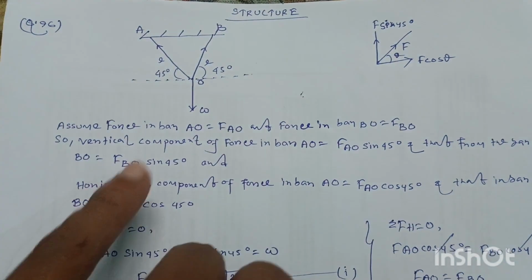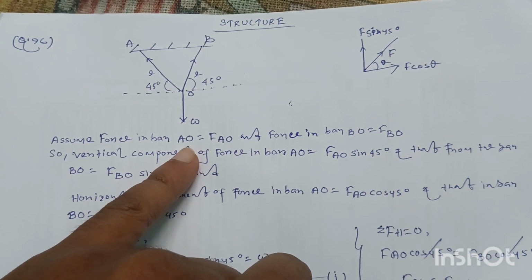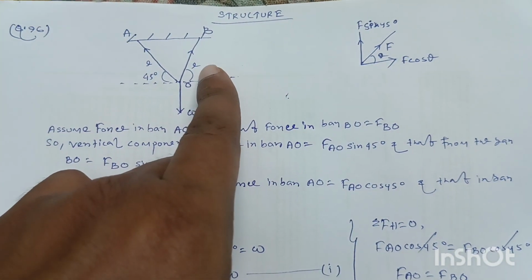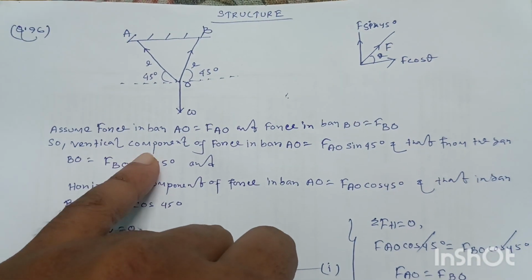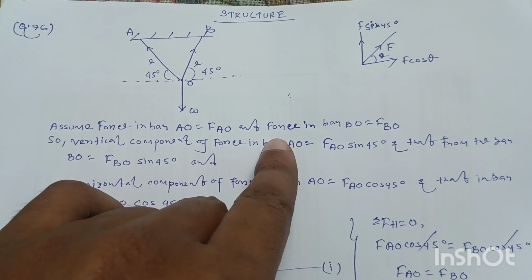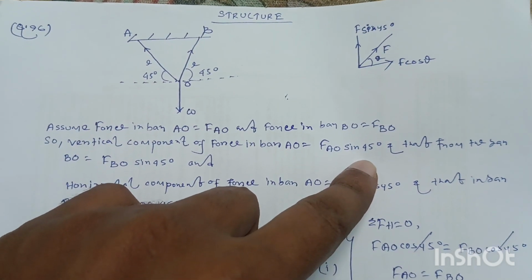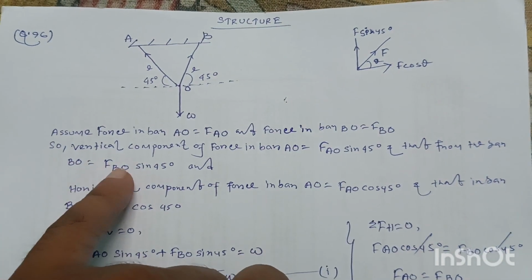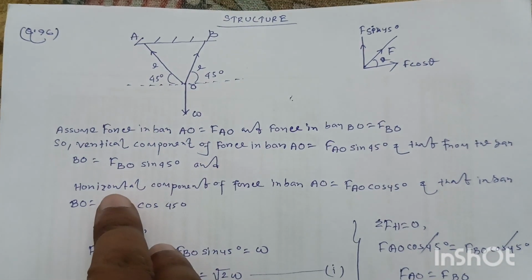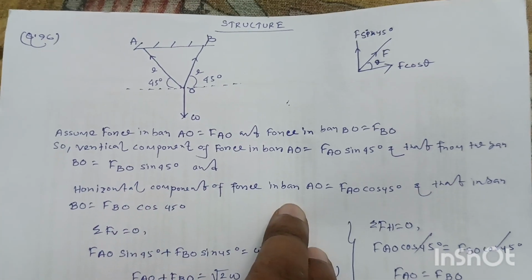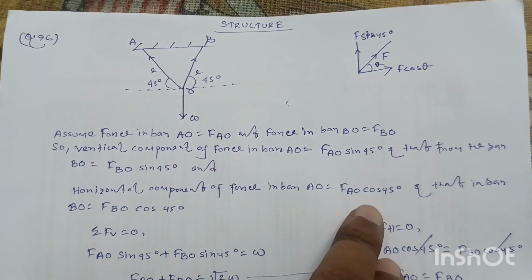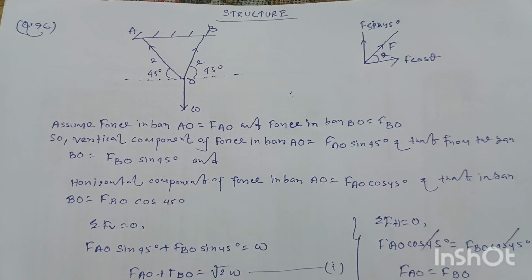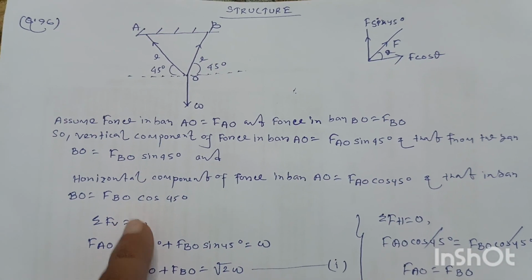Okay, let's assume the force in bar AO is FAO, and the force in bar BO is FBO. So the vertical component of the force in bar AO will be FAO sine 45 degree, and the vertical component of force in bar BO will be FBO sine 45 degree. The horizontal component of force in bar AO will be FAO cos 45 degree, and the horizontal component of force in bar BO will be FBO cos 45 degree.